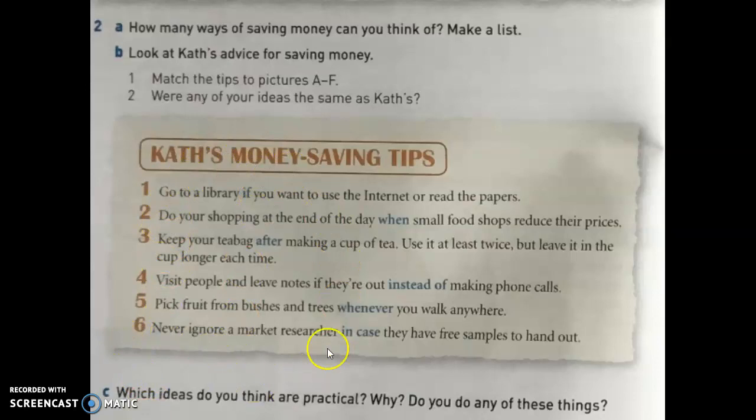Before they do anything related to this task, you may want to pre-teach some of the vocabulary. I would say if you were going to choose anything, it would be bush and free sample. Perhaps market researcher as well. So you would need to do that before you do exercise 2B.